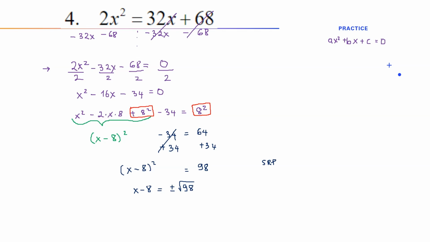And for the square root of 98, we're working on that already. That is 49 multiplied by 2, right? So square root of 49 times square root of 2, and that will be 7 square root of 2. So rewrite one more time, x minus 8 equal plus or minus 7 square root of 2. Now we isolate x by adding 8 both sides, left with x equal 8 plus or minus 7 square root of 2.